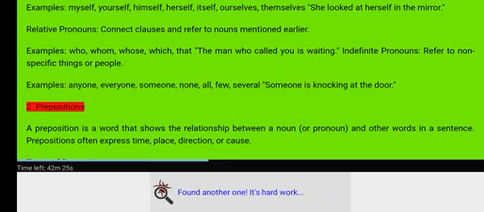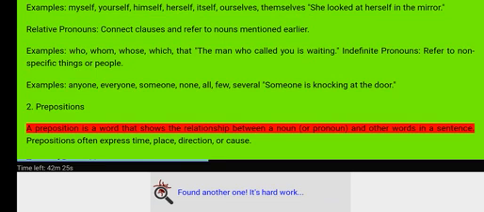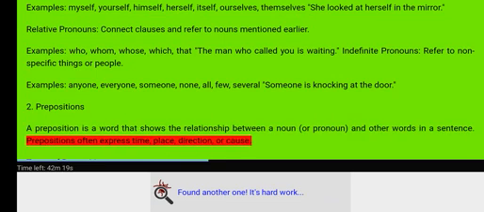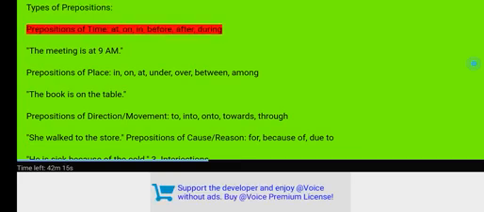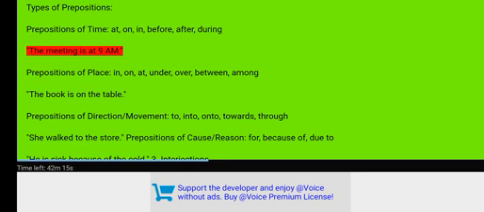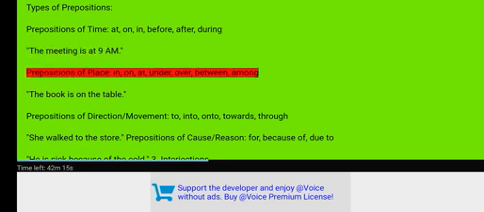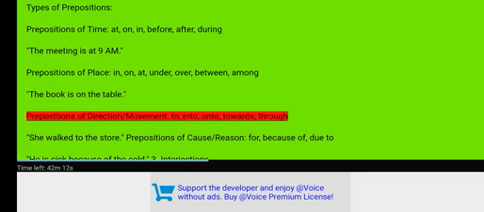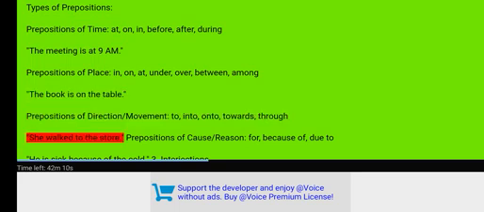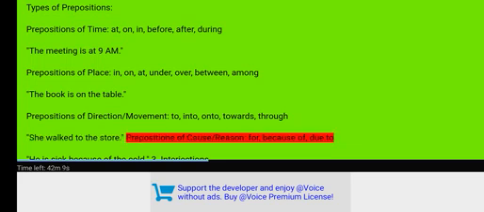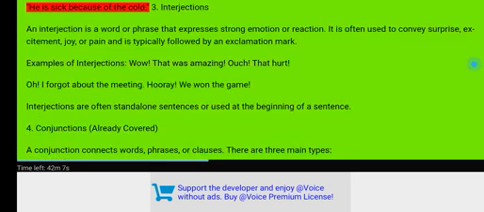2. Prepositions. A preposition is a word that shows the relationship between a noun or pronoun and other words in a sentence. Prepositions often express time, place, direction, or cause. Prepositions of time: at, on, in, before, after, during. The meeting is at 9 a.m. Prepositions of place: in, on, at, under, over, between, among. The book is on the table. Prepositions of direction: to, into, onto, towards, through. She walked to the store. Prepositions of cause: for, because of, due to. He is sick because of the cold.